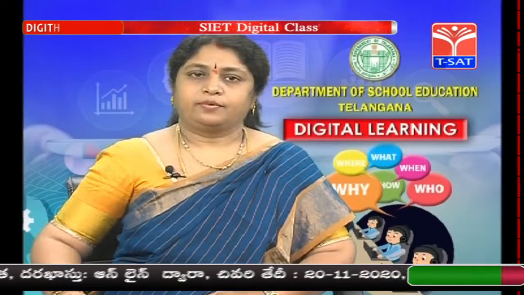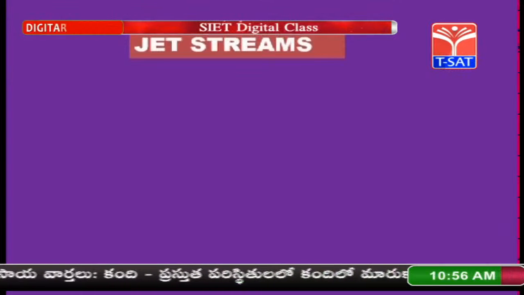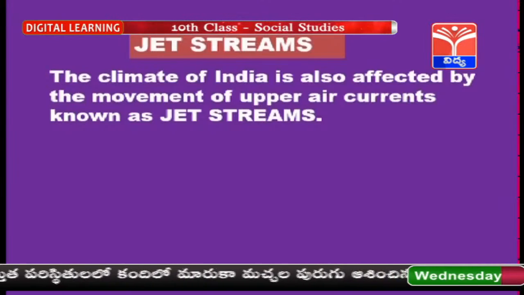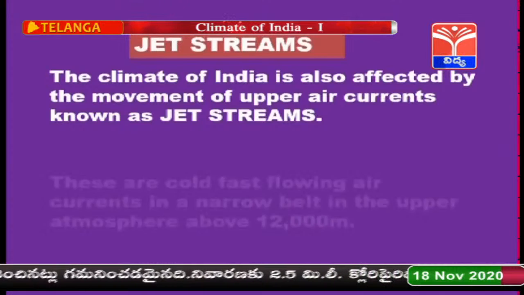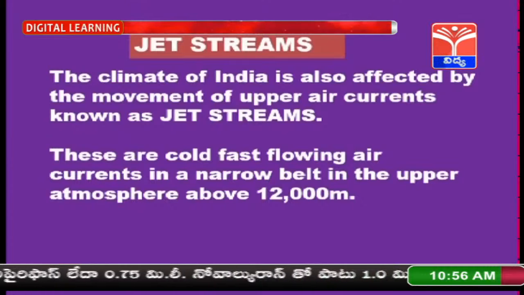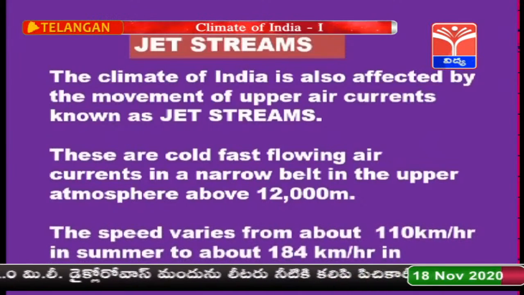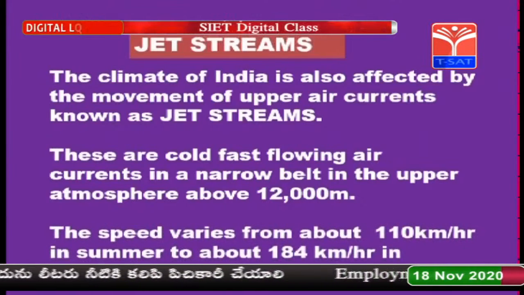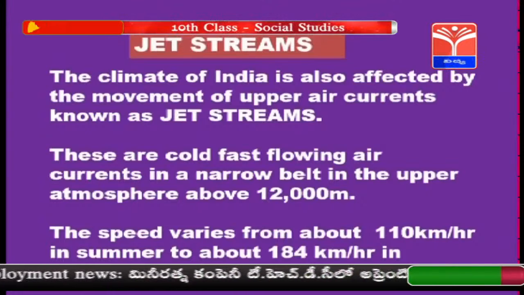Jet streams. When you hear the word jet, what image comes to your mind? Yes, it is speed. So, jet streams are fast flowing air currents. The climate of India is also affected by the movement of upper air currents known as jet streams. These are cold, fast flowing air currents in a narrow belt in the upper atmosphere about 12,000 meters. The speed varies from 110 kilometers per hour in summer to about 184 kilometers per hour in winter.